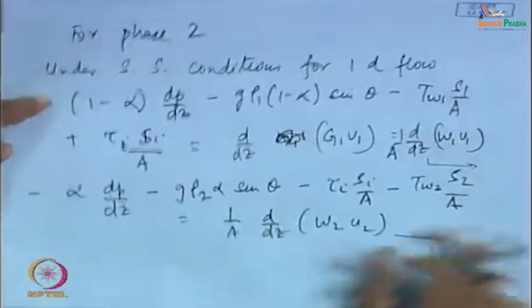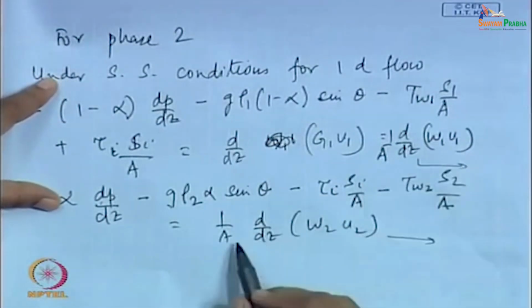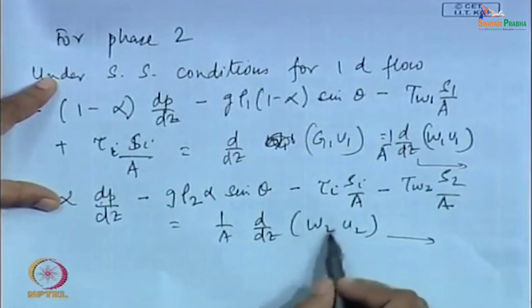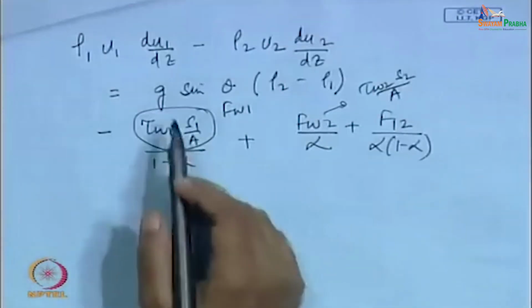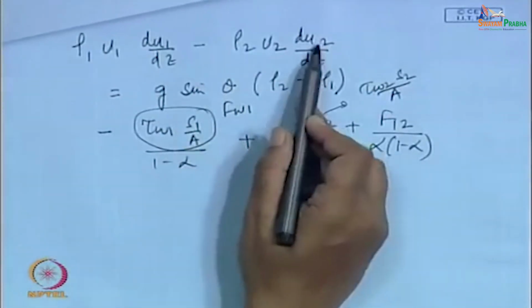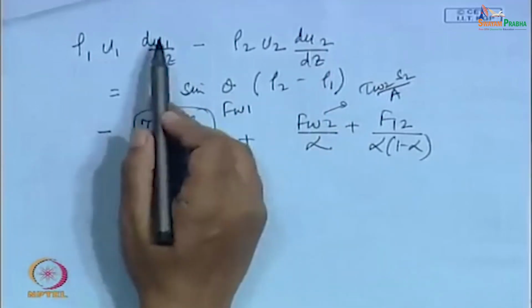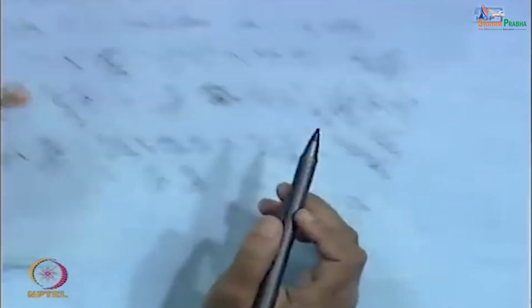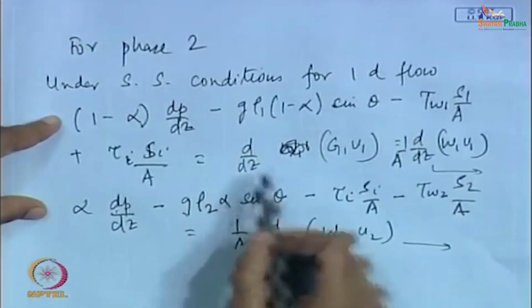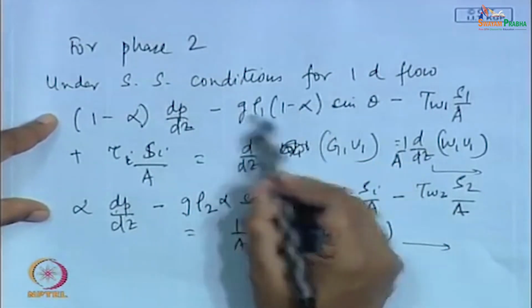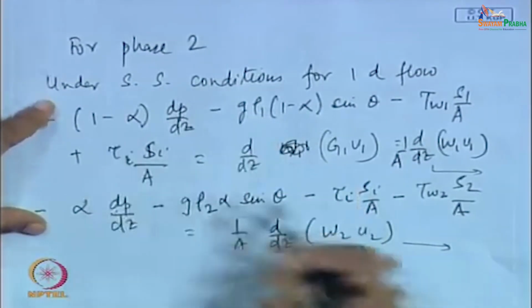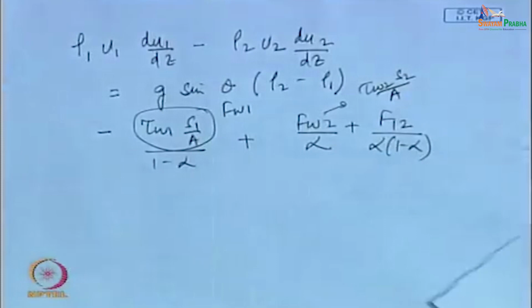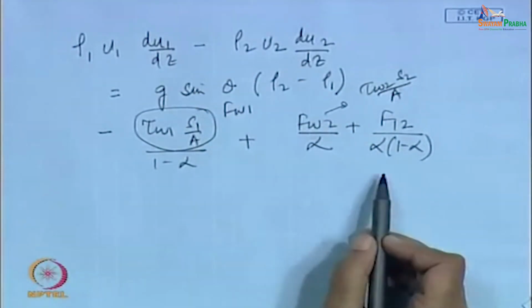Subtracting these two terms, d/dz of 1 by A, this particular term. Okay. This W2 is nothing but rho 2 U2 alpha into A. Okay. So, A cancels out. So, therefore, you get rho 2 U2 dU2/dz, here rho 1 U1 dU1/dz, you have subtracted the two, then you have divided by alpha. So, alpha (1 minus alpha) goes off. So, g sin theta into (rho 2 minus rho 1). Okay. In the same way, if you do, you find that you get an equation something of this sort.